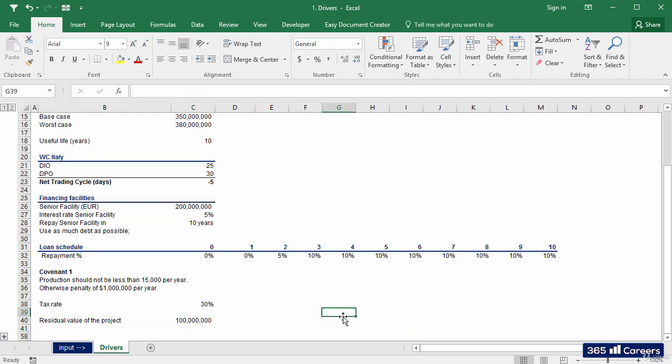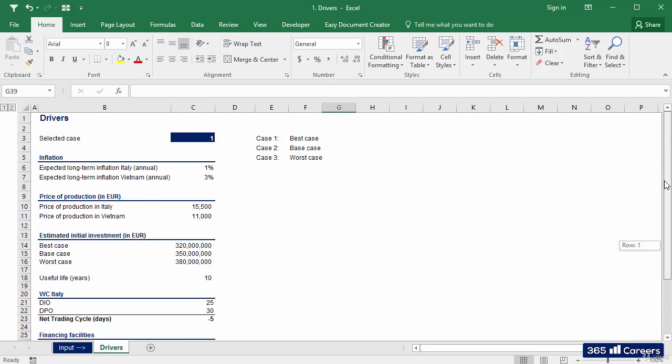Okay, these are the inputs, and it's a good practice we've organized them in the driver's page. That's a great start. In our next lesson, we'll work with the calculation sheet.